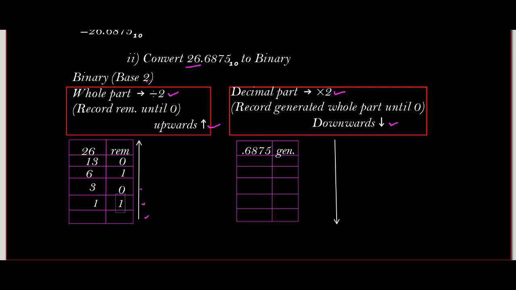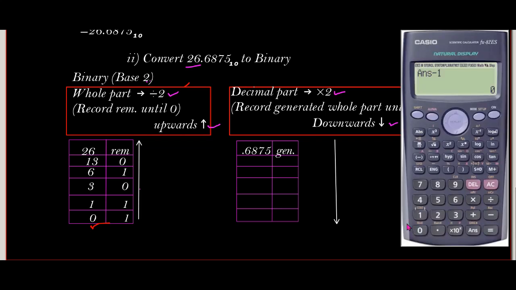3 divided by 2 is actually 1, remainder 1. Then 1 divided by 2, you get 0, remainder 1. So that is what we have on the whole part. So remember, the whole part of the number system moves upwards and the decimal part moves downwards.